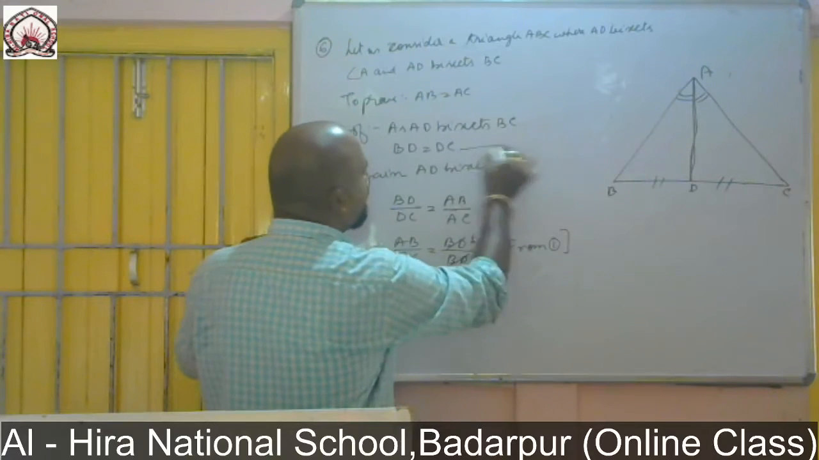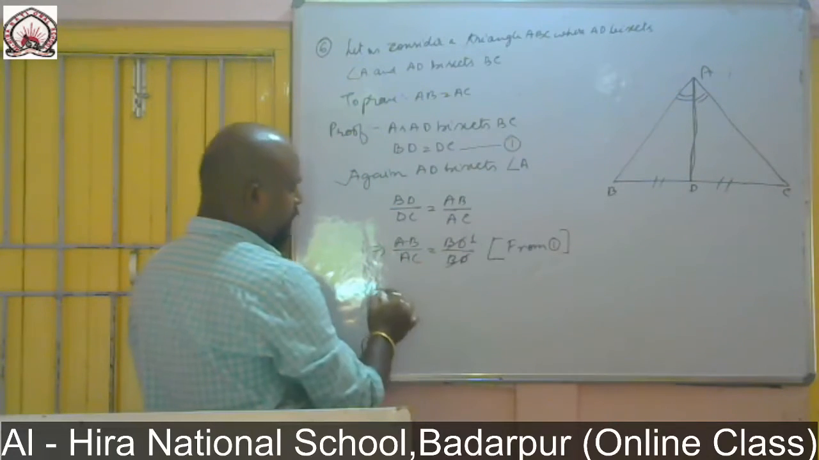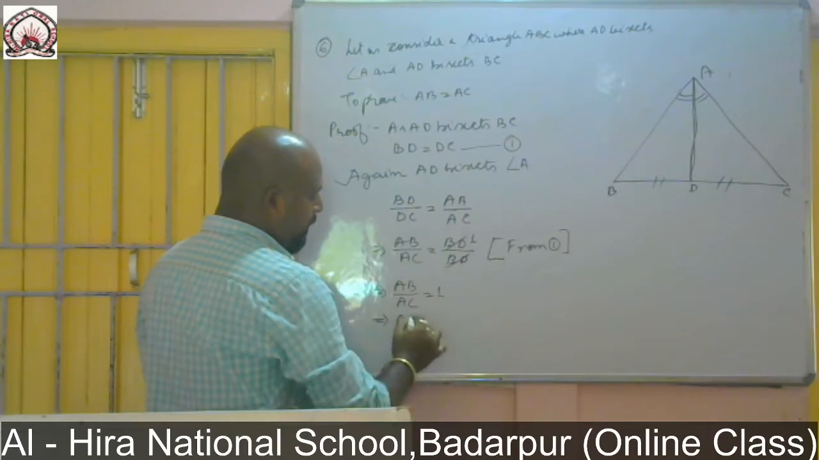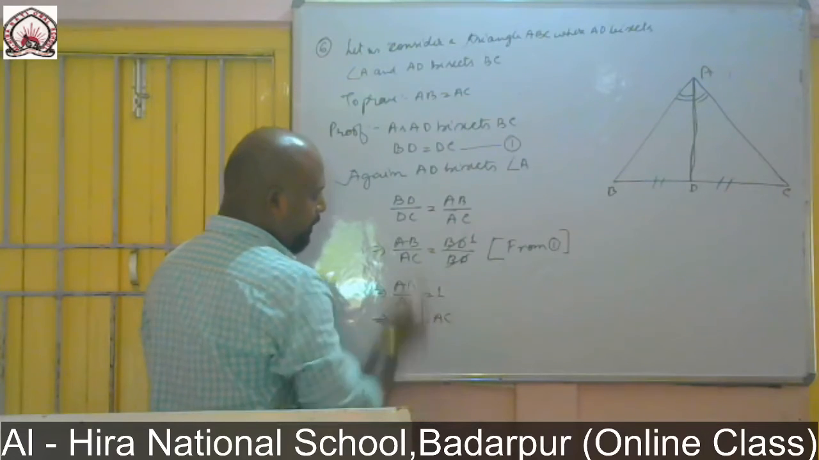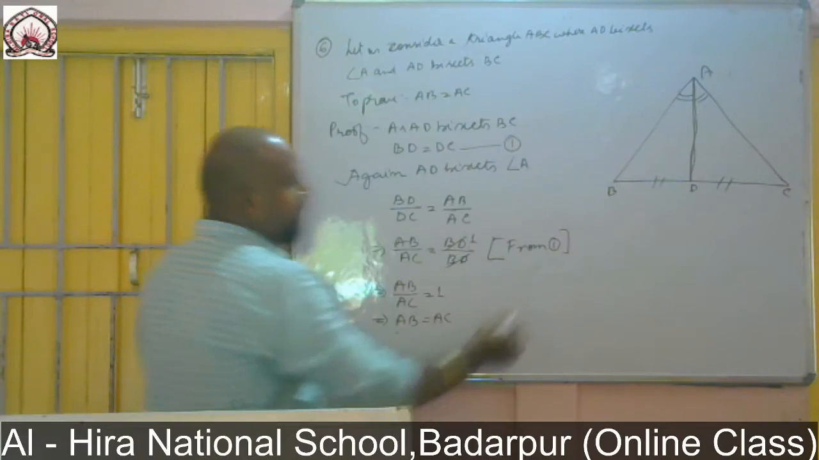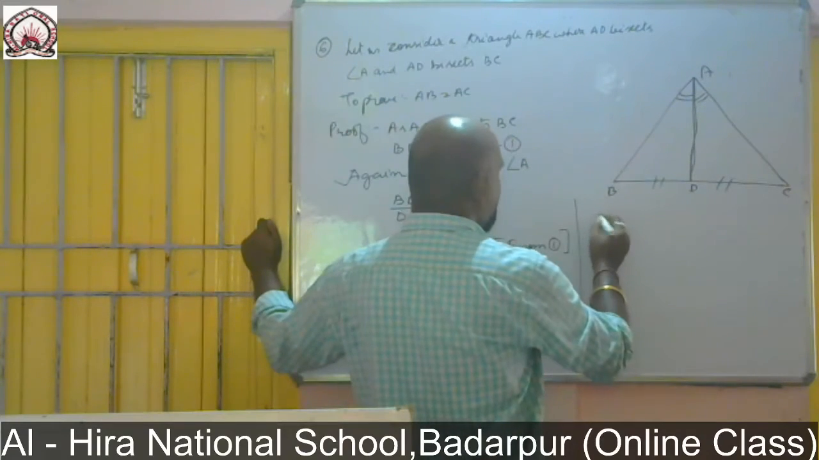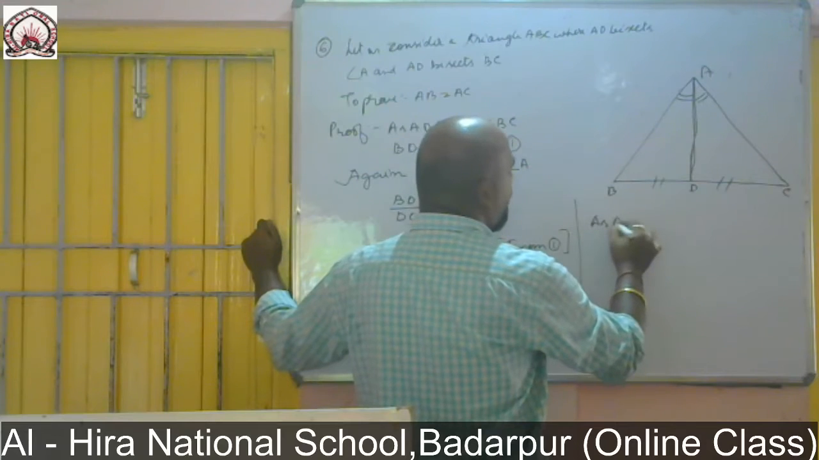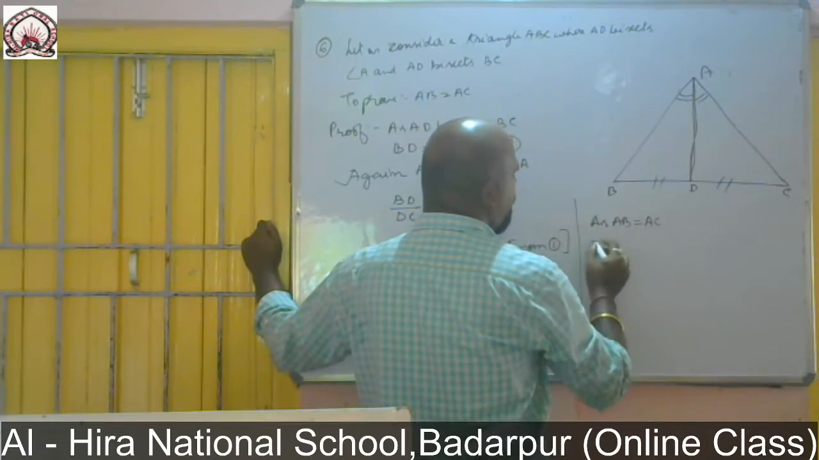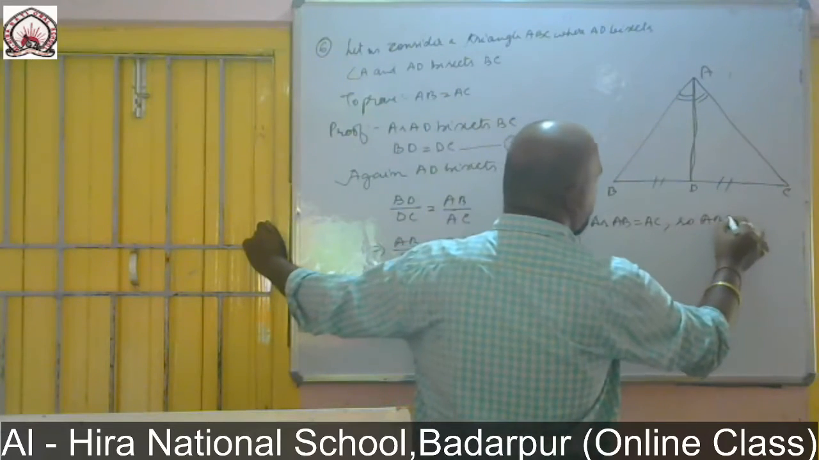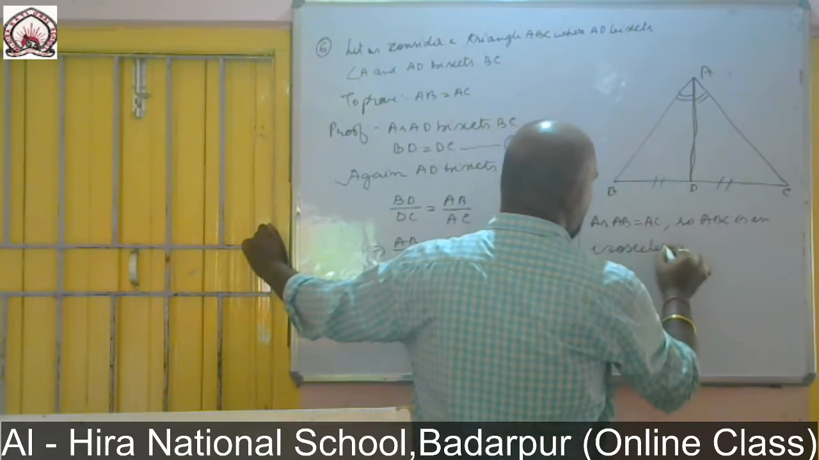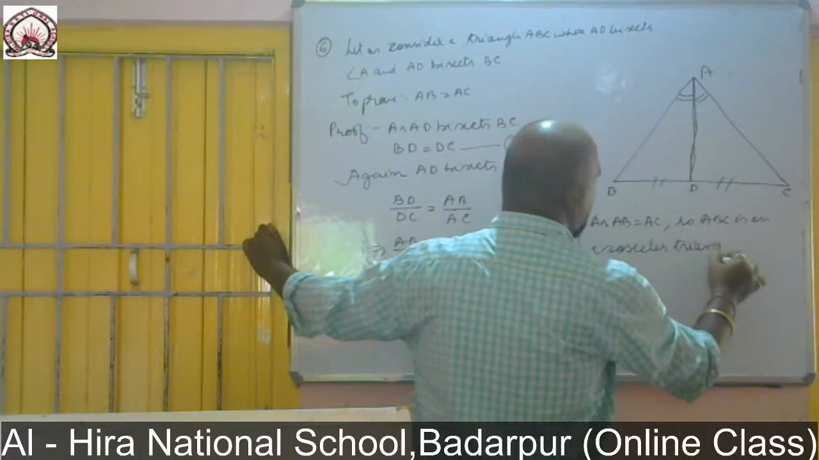Put this equation as number 1. Now, AB by AC equal to 1 implies AB by AC. AB equal to AC. Therefore, what can you write? Therefore, as AB equal to AC, so ABC is an isosceles triangle.